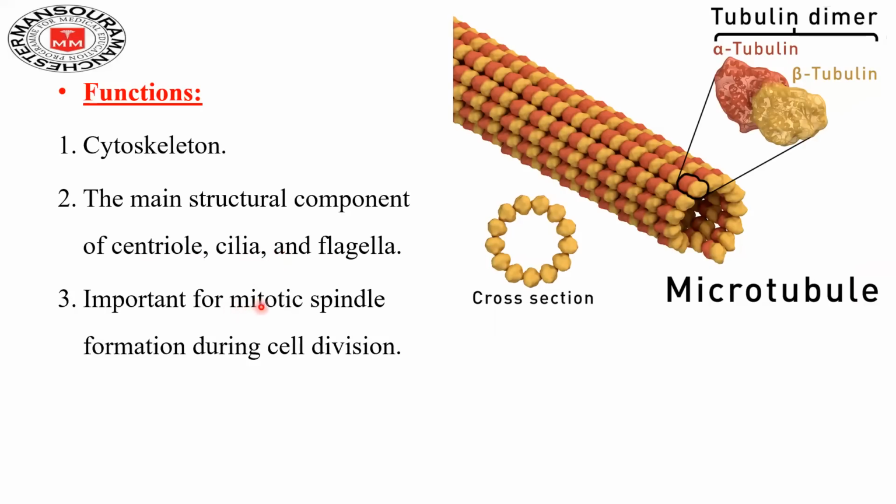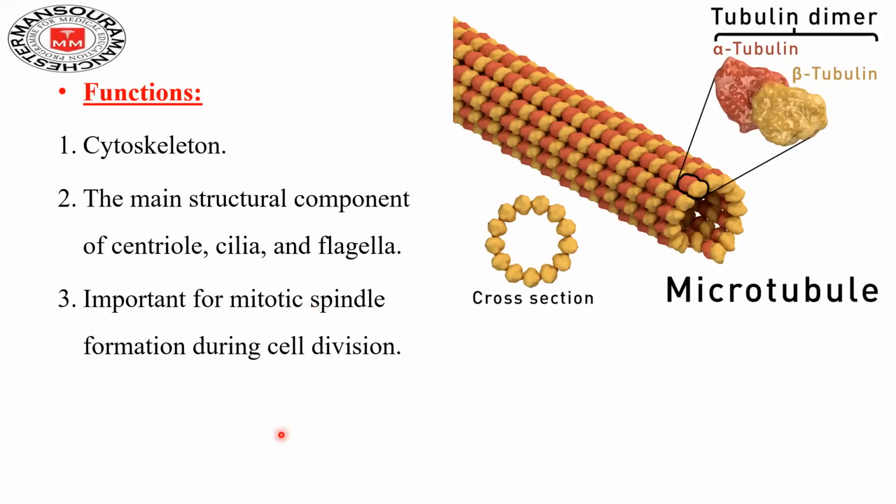Number three, its function is also important in cell division. A very important component that's produced during the cell division process is what we call the mitotic spindle. This mitotic spindle is formed of microtubules. So the mitotic spindle is formed during cell division, and its components are microtubules, arranged in a specific manner to form the mitotic spindle.